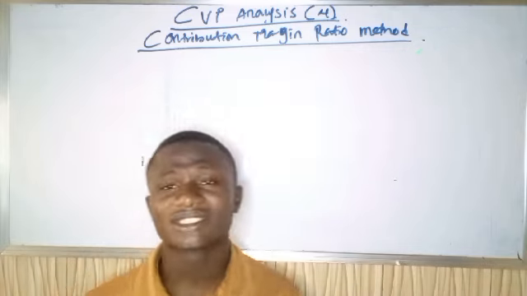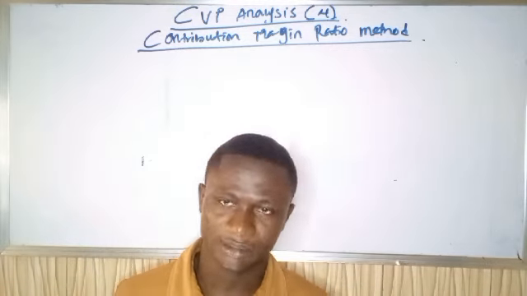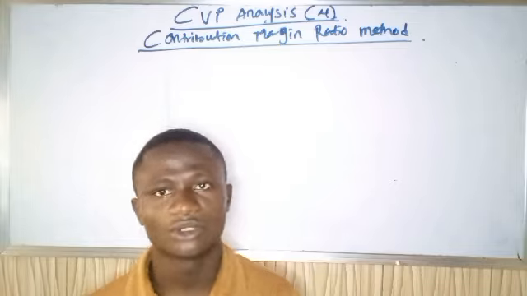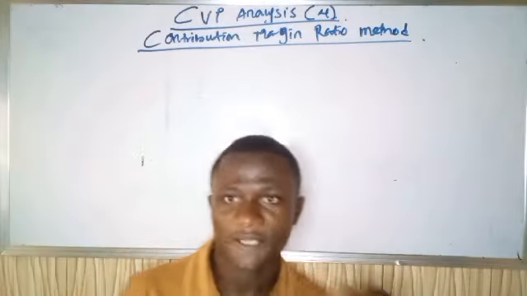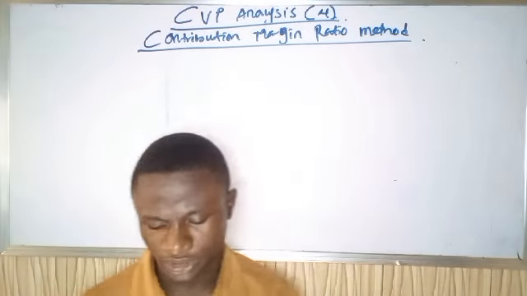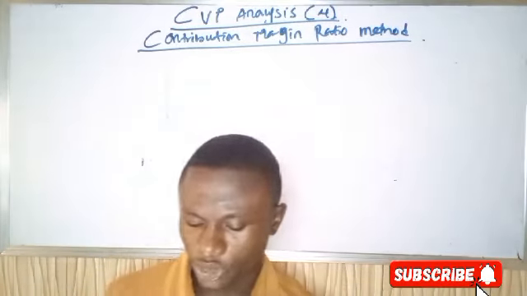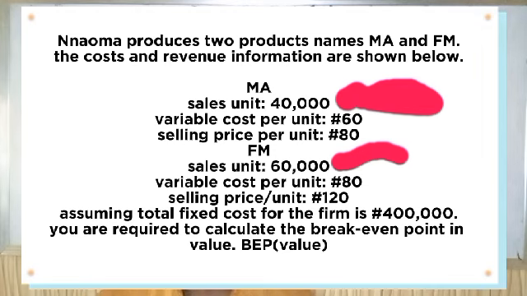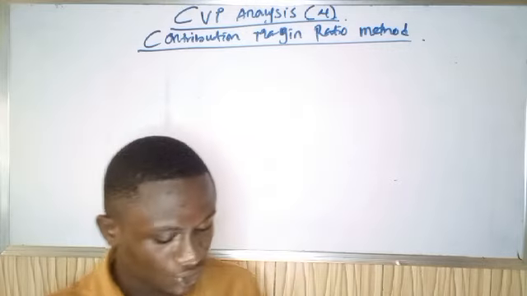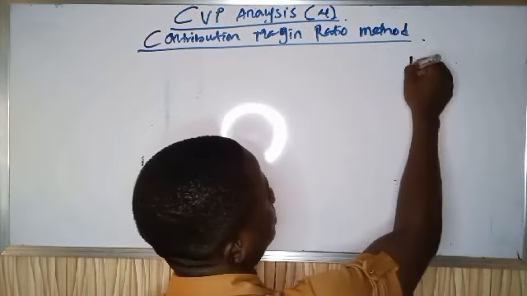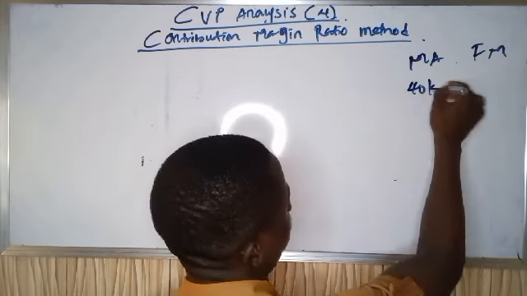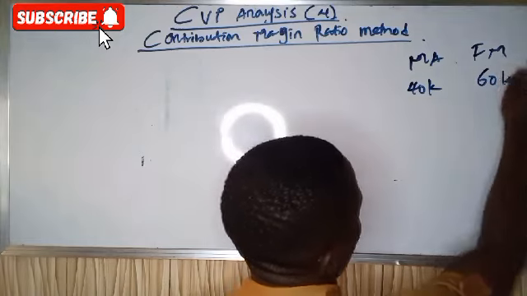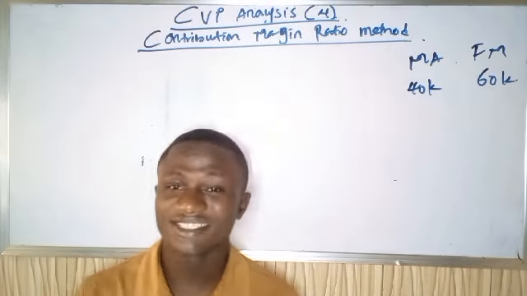So the first thing we ask us to calculate is the break-even point in units and break-even point in value. So we start with the contribution margin ratio method, and we will now move to the sales mix method. But I want us to go back to this question again. Look at the part where the question says sales units for MA is 40,000 and for FM is 60,000. They said they produce two products, MA and FM. MA is 40,000 units and FM is 60,000. So this is the sales mix that I explained earlier.